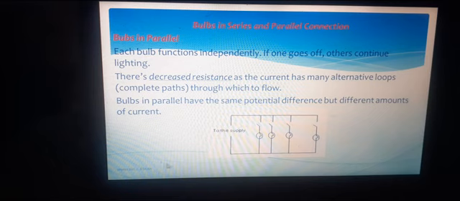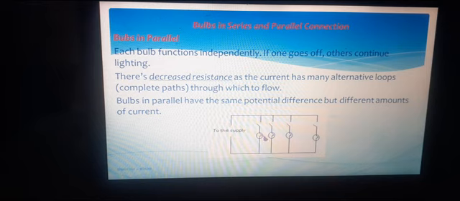For example, our demonstration is here. This bulb is independent, this one is independent, this one is independent, this one is independent. Therefore, they are in parallel to one another because each bulb has its own switch. Therefore, if one blows off, the others will continue functioning. That's one of the advantages of connecting bulbs in parallel.